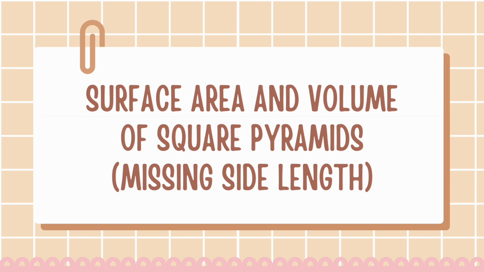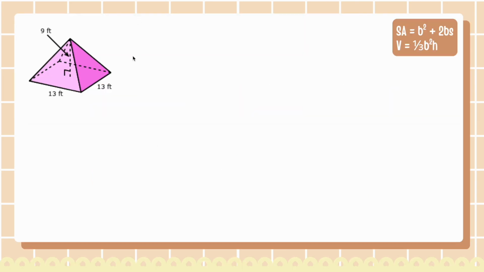Hi, today we're going to be learning how to calculate the surface area and volume of square pyramids when missing a side length. Alright, so I'm going to show you two different ways that you can solve for the surface area and volume. If you'd like to skip forward to see how to apply these formulas, then feel free to go ahead. We're going to start off with our surface area.